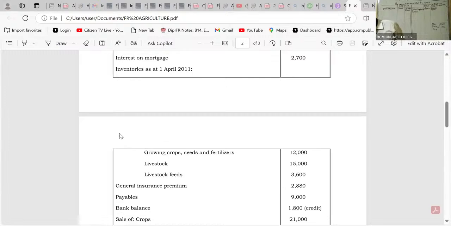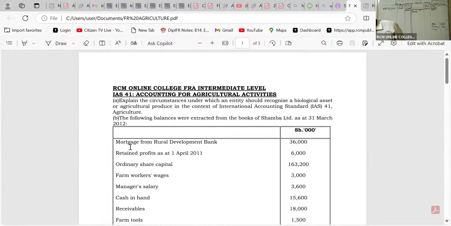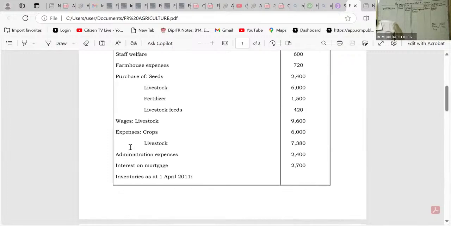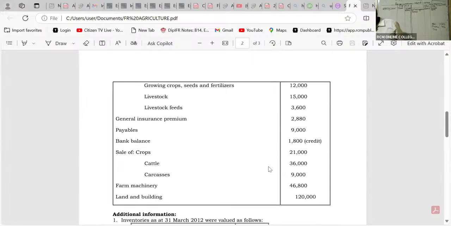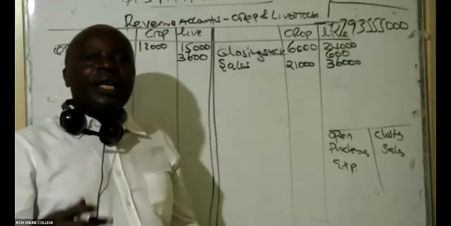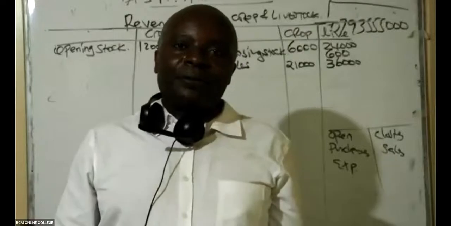I can see purchases here, but I want the sales. You can see the sales. Sales of crops, 21,000. And then we have sales of cattle, 36,000. Then we have some other strange thing here. Sales of carcasses, 9,000. A carcass, of course, is the animal that we eat.